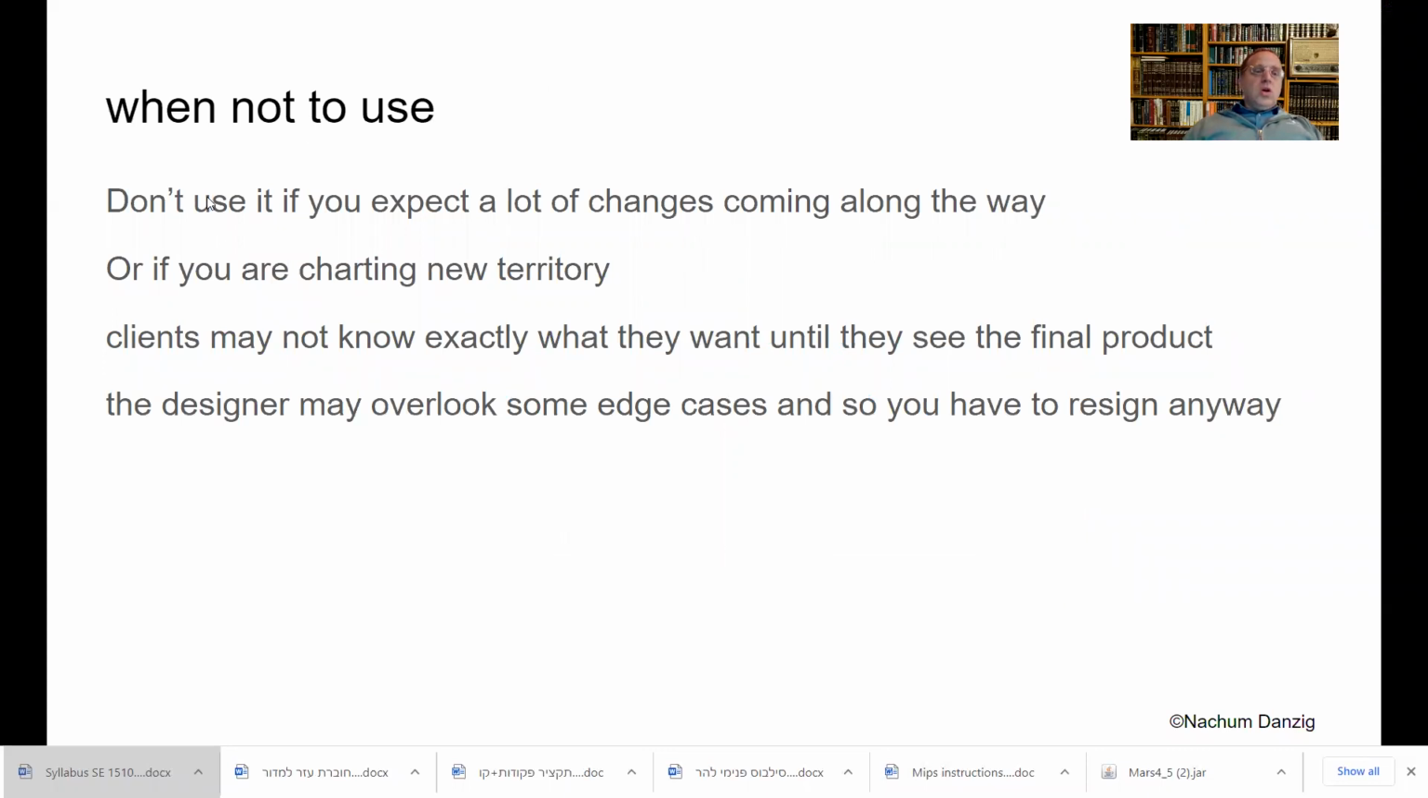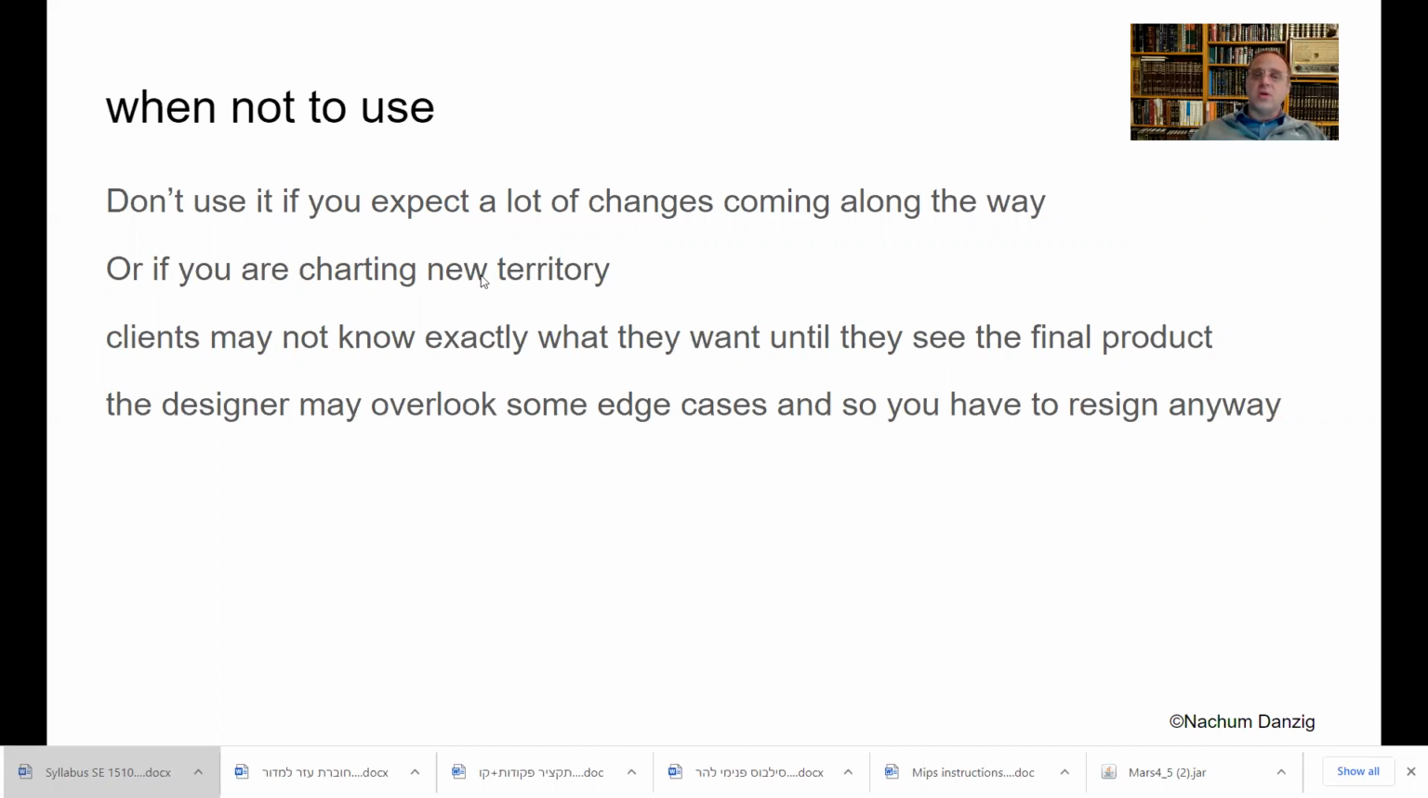So don't use it if you expect a lot of changes coming along the way. You don't have a client like the United States government. You're just producing a generic thing to sell to the market. And you may see that it doesn't work. You may see that it's not so popular, and you want to change things all the time to make it more popular. So expect a lot of changes. All that designing is not going to help you much.